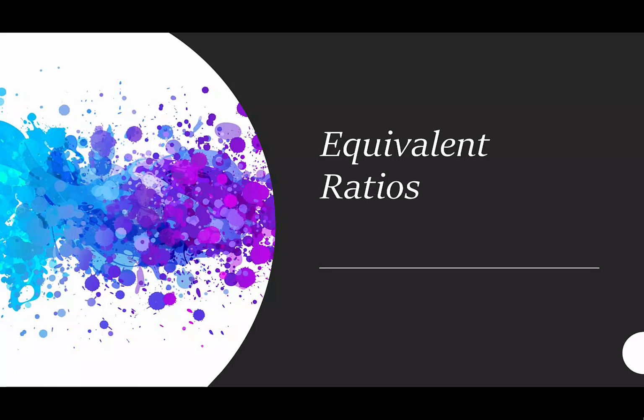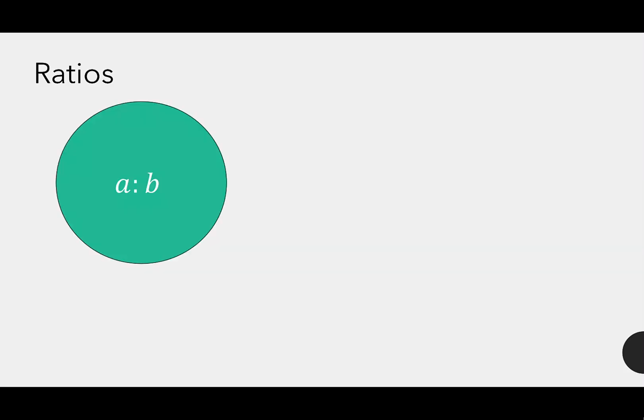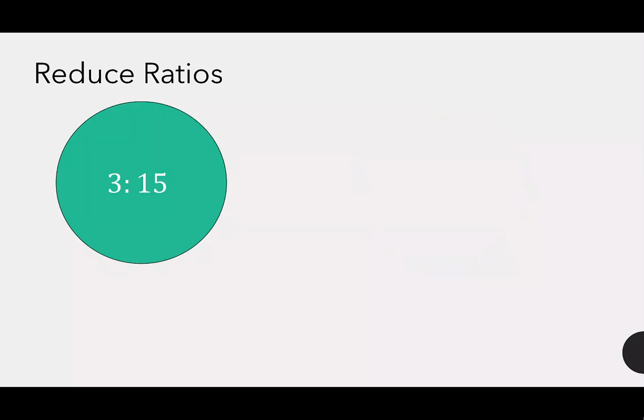Hi everybody, today we're going to talk about equivalent ratios. We already know that ratios can be written two ways. They can be written in colon form, like A colon B, or they can be written as a fraction, like A over B. We also know that we can reduce ratios. This means when we look at ratios, we can look for a common factor in both terms and then divide each term by that common factor.